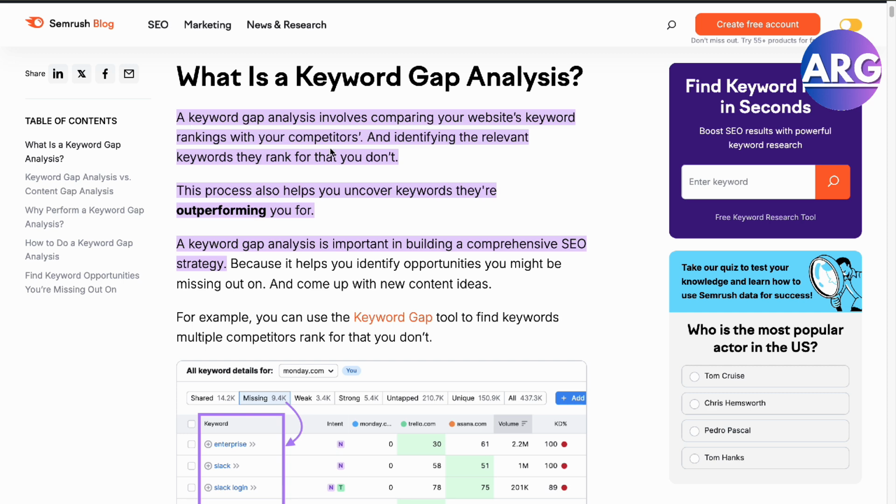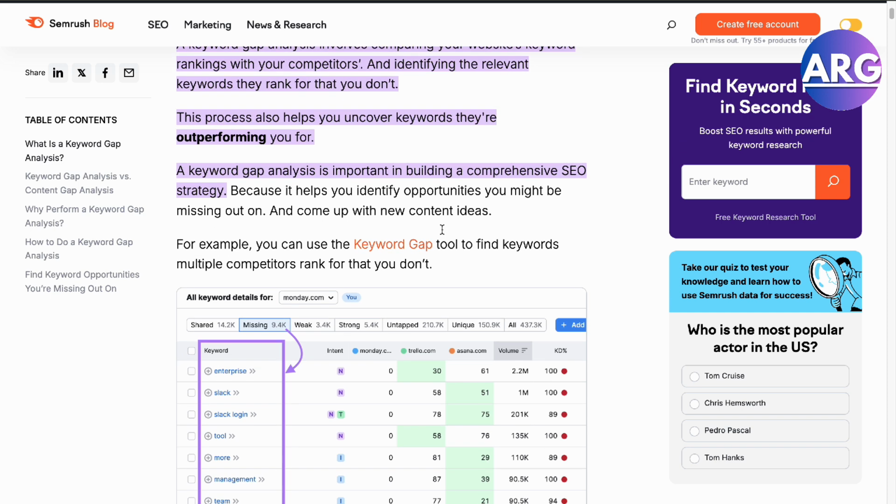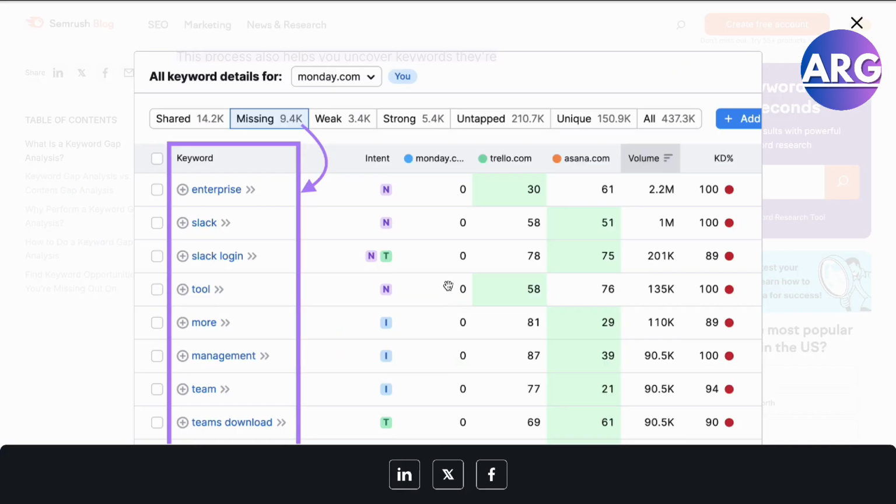So here, a keyword gap is basically a ranking comparison with your competitors, identifying the relevant keywords that they rank for that you don't. So basically this is a process that helps you uncover keywords that you are being outperformed on. This keyword gap analysis is important in building a comprehensive SEO strategy for your websites. So basically, this is how it would look.